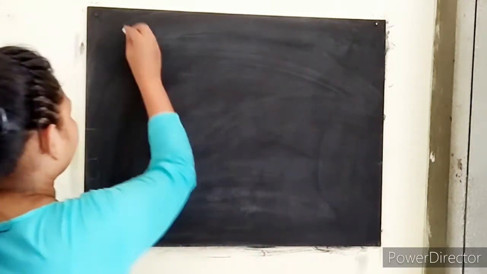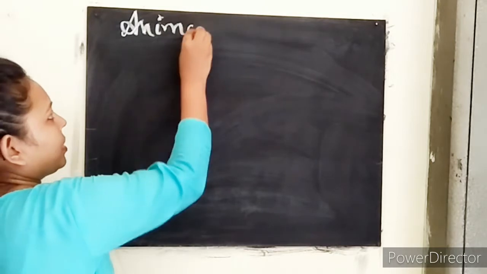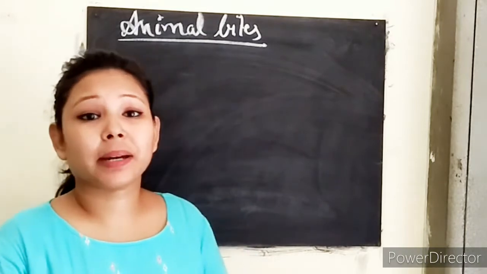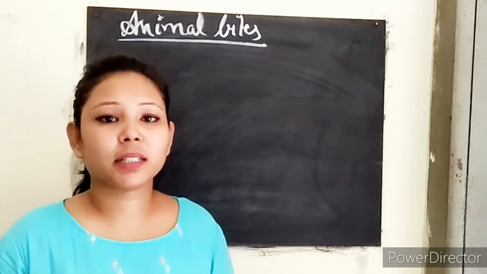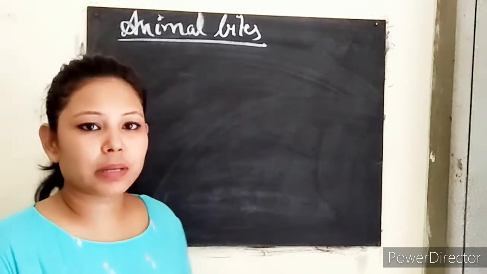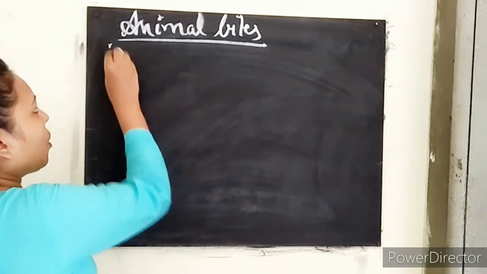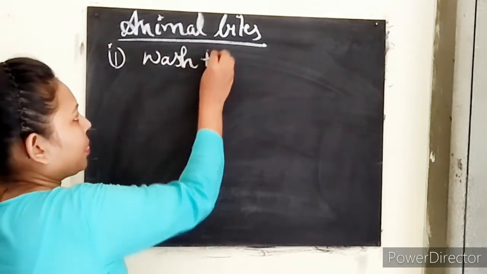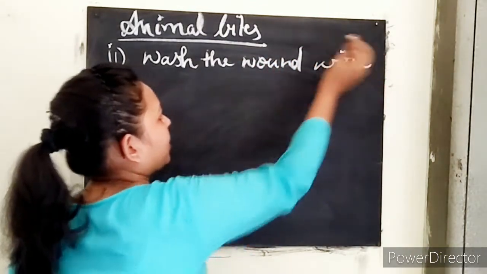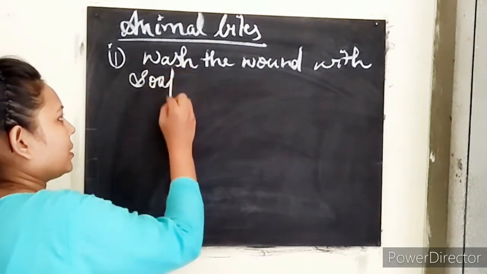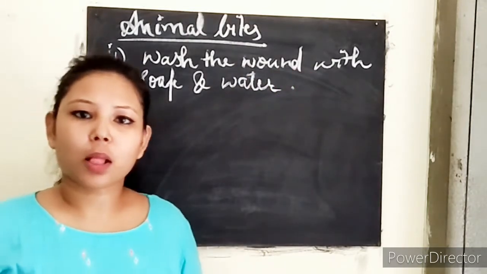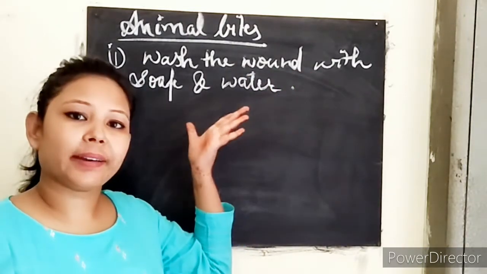Animal bites. If you're attacked by different animals, what first aid would you give to the person? The first thing that you need to do is wash the wound with soap and water. First of all, wash the wound with the help of water and soap.